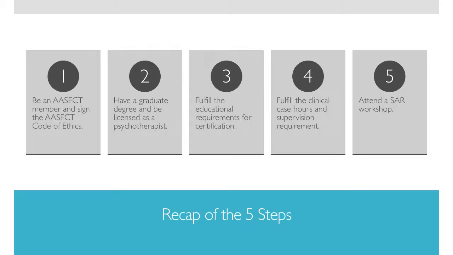So a recap of the 5 steps: you have to be an AASECT member and sign the AASECT Code of Ethics; you have to have a graduate degree and be licensed as a psychotherapist; you must fulfill all 150 hours of the educational requirements for certification; you have to fulfill the 300 clinical case hours and the 50-hour supervision requirement over no less than 18 months; and attend a SAR workshop. There's always a SAR workshop before the conference, and you can check the AASECT website and also sign up. If you are a member, get signed up for the AASECT listserv to learn when other AASECT-approved SAR workshops are being offered.